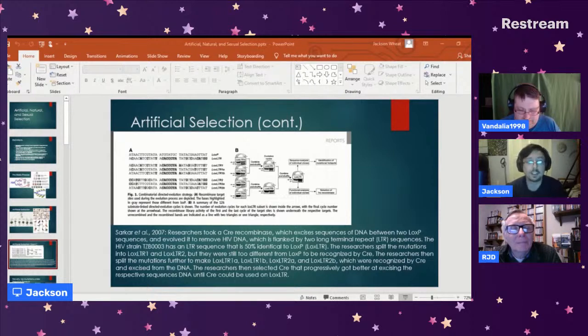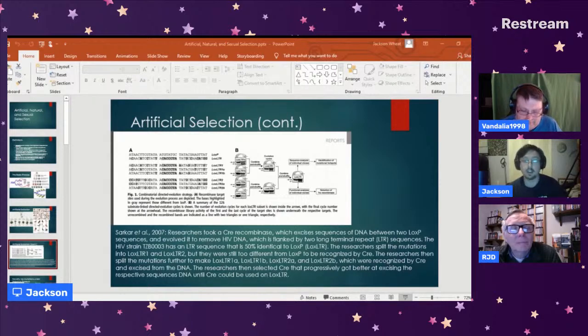However, LOXLTR is too different from LOXP to be used directly. You can think of the differences between them as mutations. So they said, okay, we'll split up the mutations into two different sequences, and we'll see if CRE recombinase can identify those. So they split up the mutations in LOXLTR into LOXLTR1 and LOXLTR2. And then they tried CRE recombinase again.